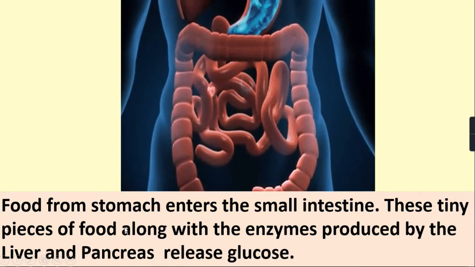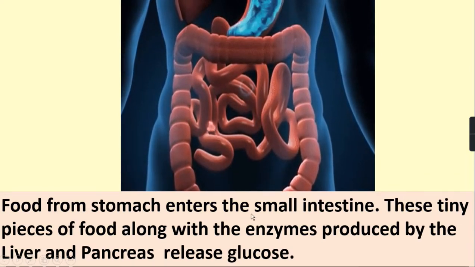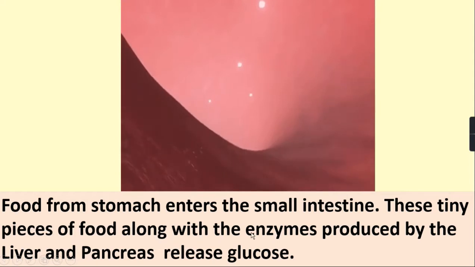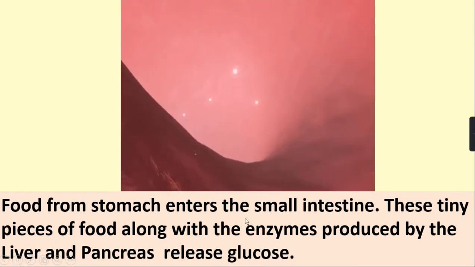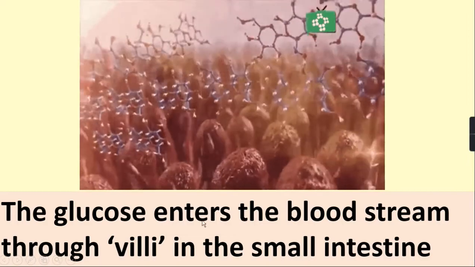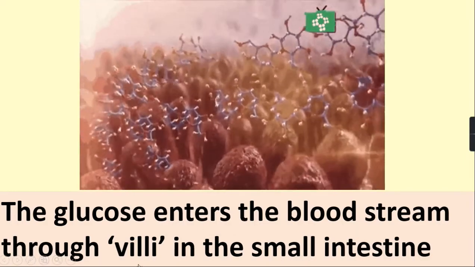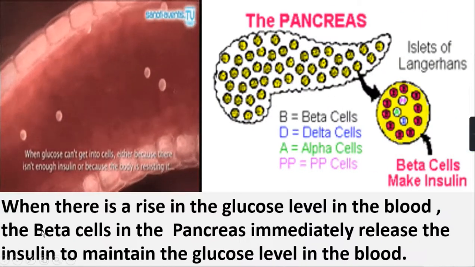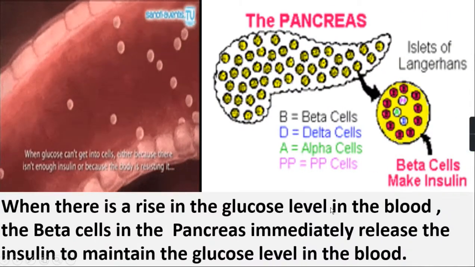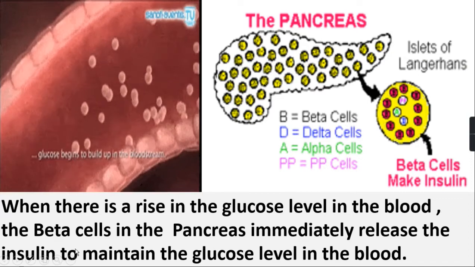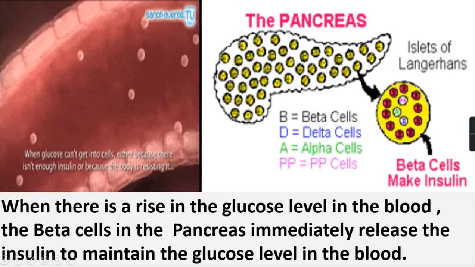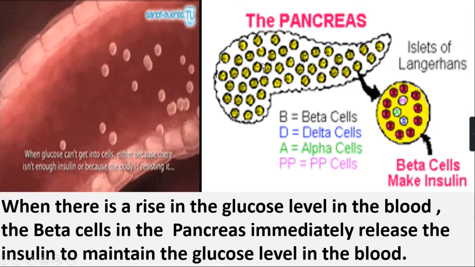From the stomach, food enters the small intestine. These tiny pieces of food, along with the enzymes produced by the liver and pancreas, release glucose. The glucose enters the bloodstream through villi in the small intestine. When there is a rise in the glucose level in the blood, the beta cells in the pancreas immediately release insulin to maintain the glucose level in the blood.